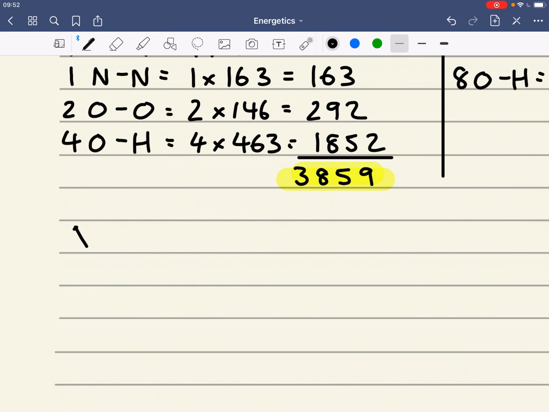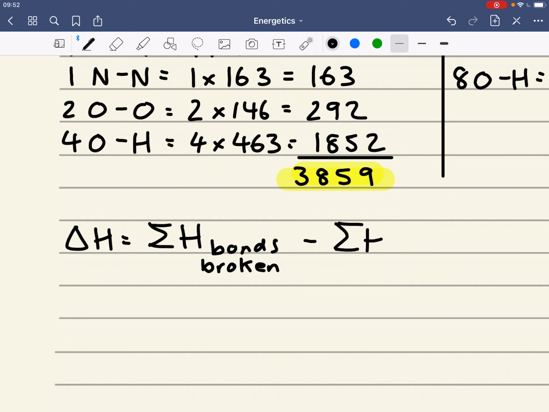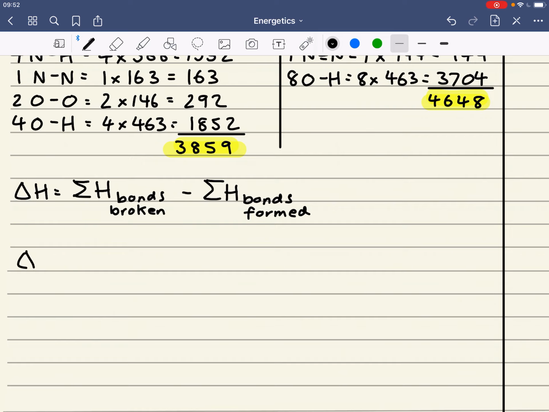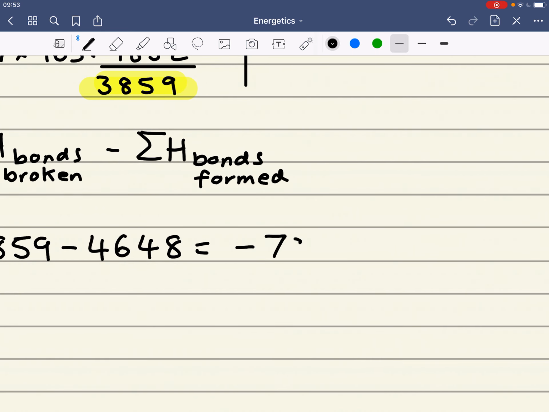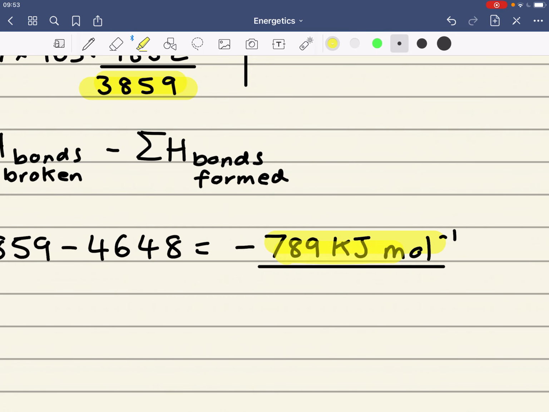So I want to work out my delta H. Well, delta H is sum of the mean bond enthalpy of bonds broken minus sum of the mean bond enthalpies of the bonds formed. So here I've got my delta H is equal to 3859 minus 4648, and that gives me an enthalpy change of minus 789 kilojoules per mole. That's quite a straightforward question there.